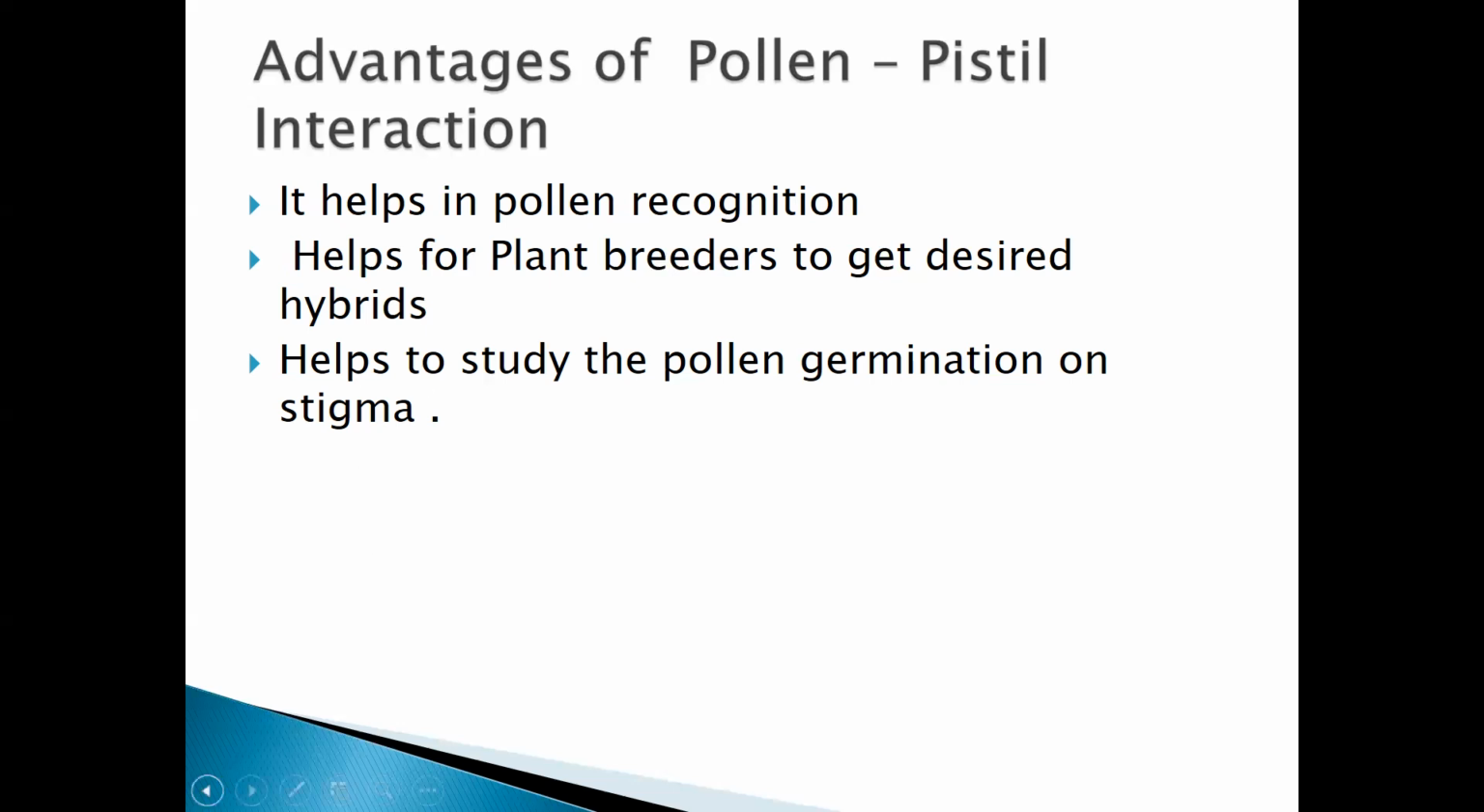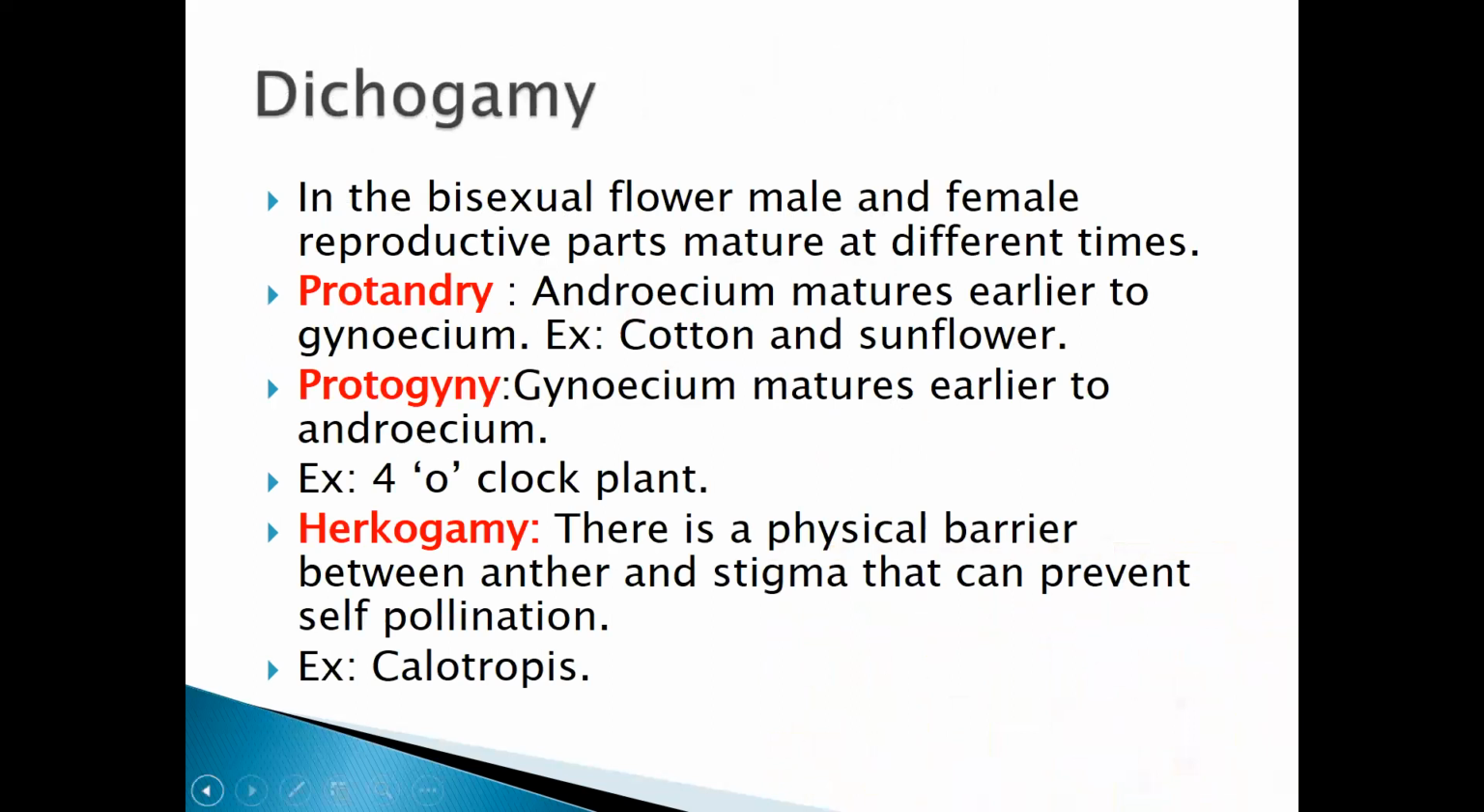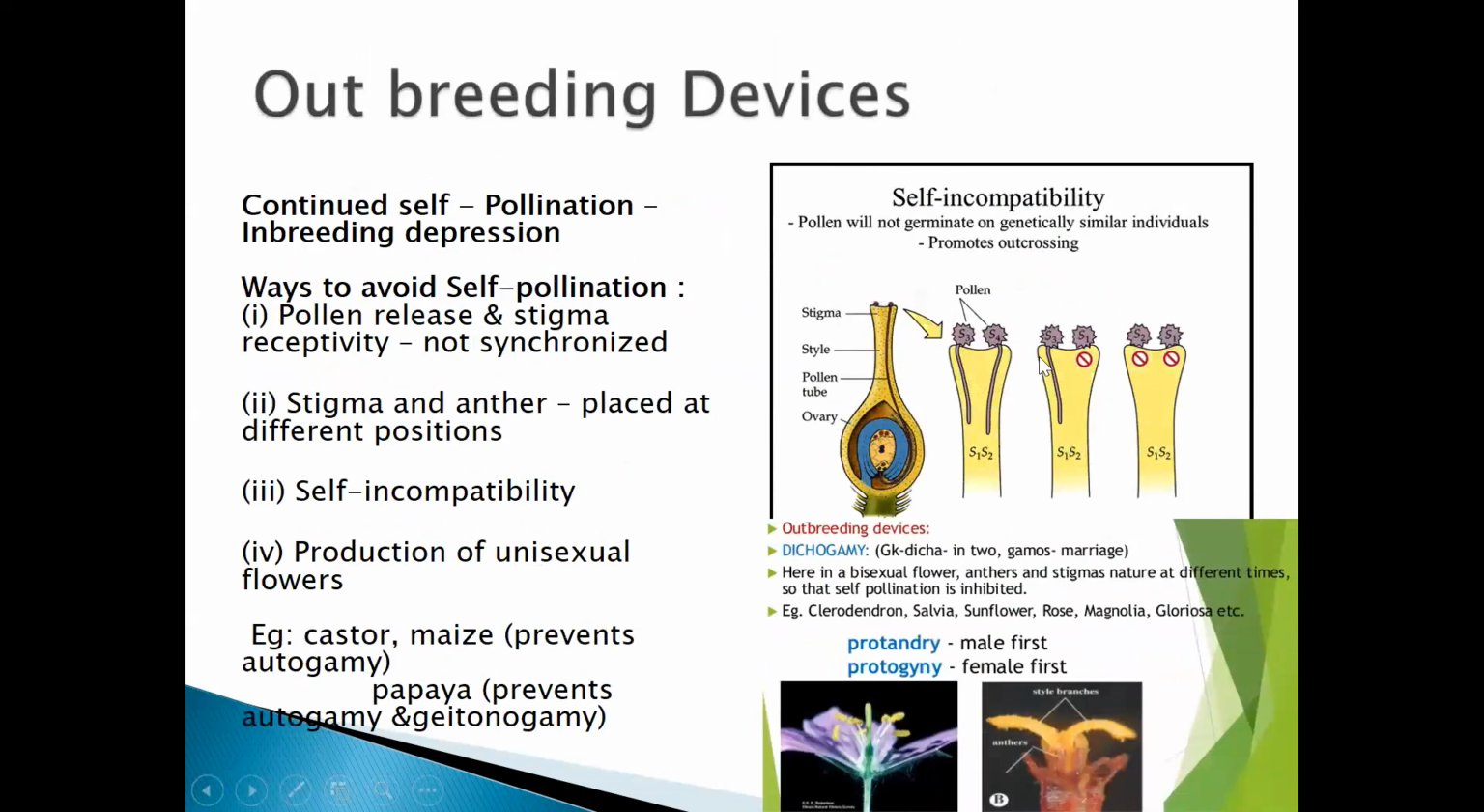So these are the stigmatic surface. See, students, this is the stigmatic surface. So what happens on this stigmatic surface? The pollen grain will come, place itself on the stigmatic surface, and then germinate with the presence of the sugar syrup and the nutrients present on the stigma and form one pollen tube.